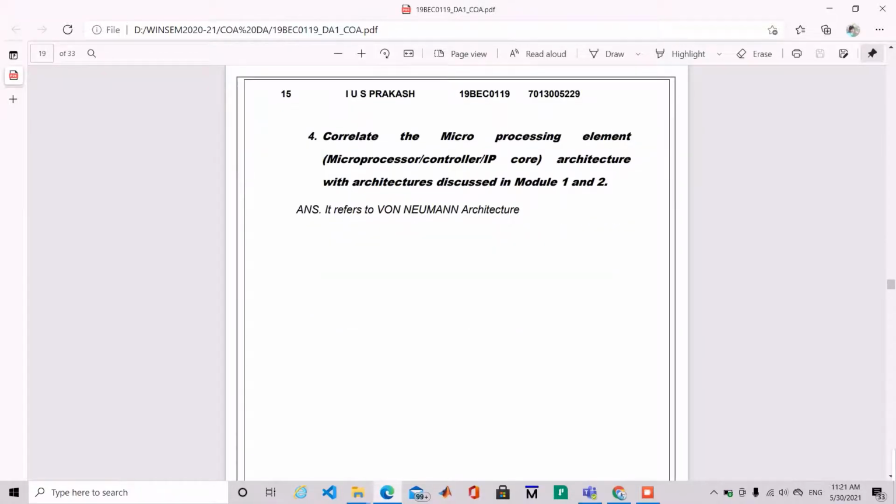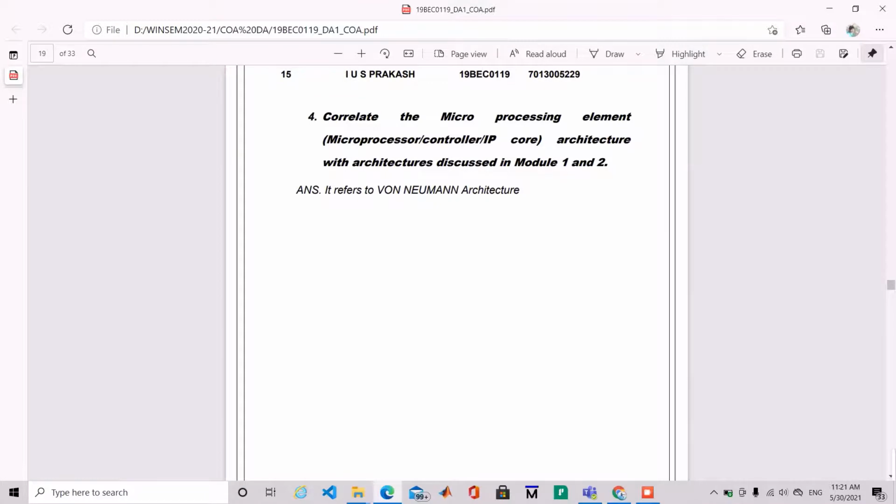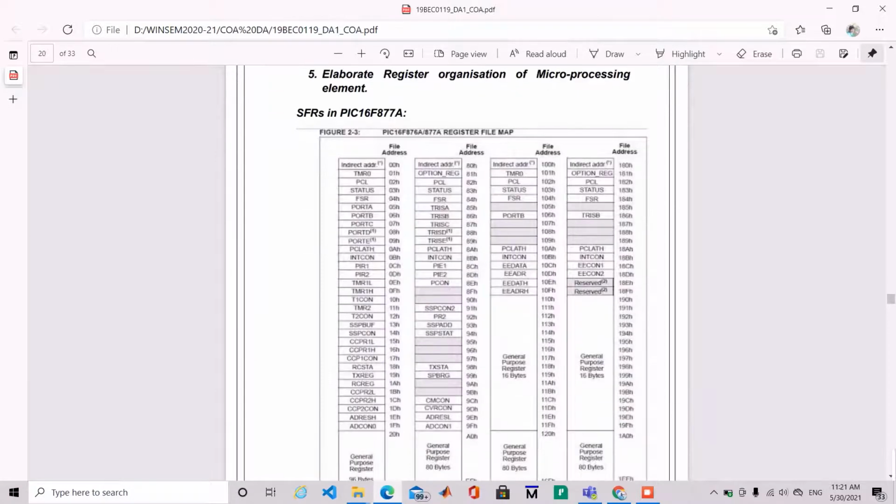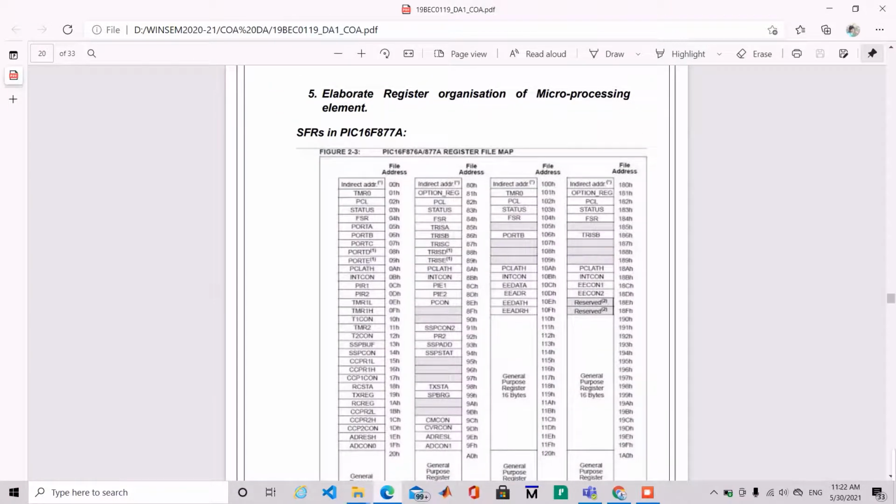The fourth question is correlating the microprocessing element of the microcontroller architecture with architectures discussed in module 1 and module 2 of the COA subject in the syllabus. And here the microcontroller which I have selected refers to the von Neumann architecture. The fifth question is elaborating the register organization of the microprocessing element.